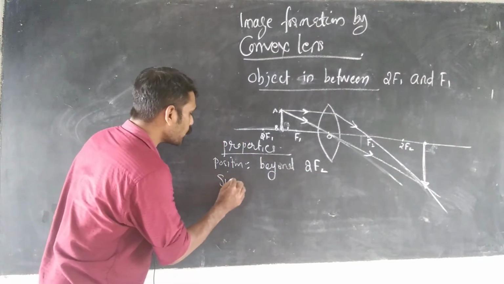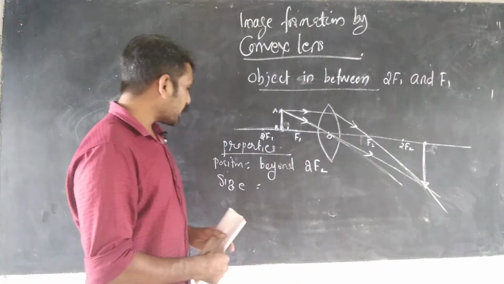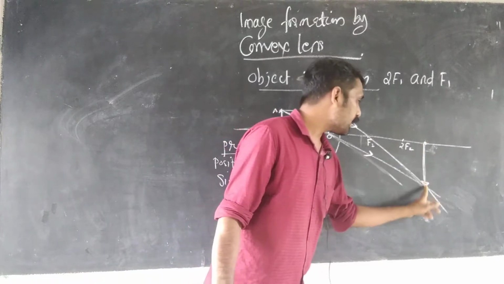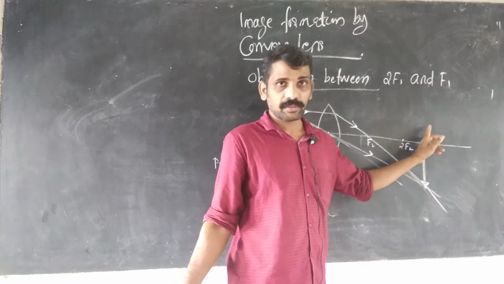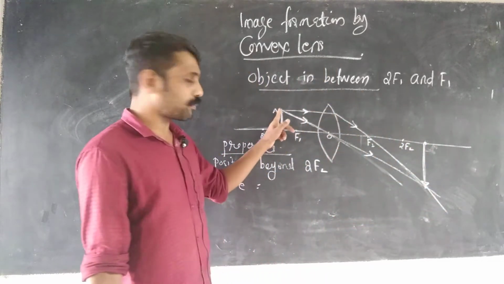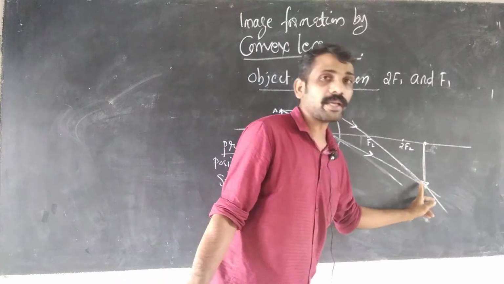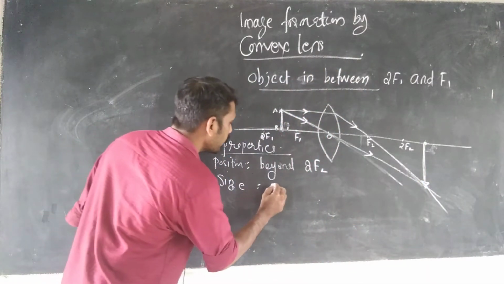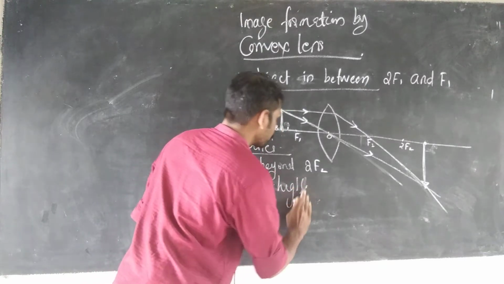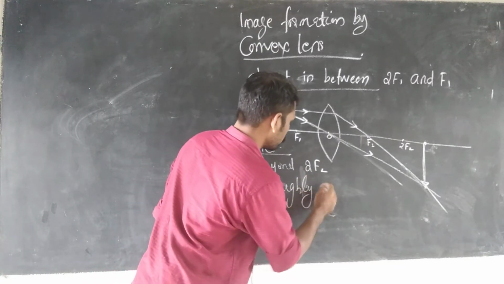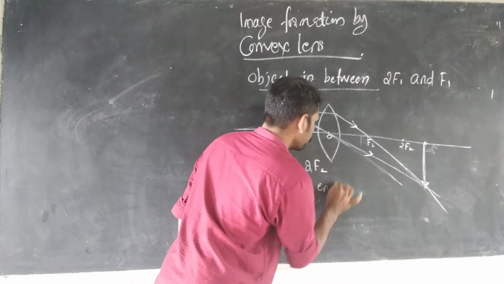Next, size of the image. What about the size of the image? The size of the image is very large, highly enlarged, larger than that of the object. With respect to the object, the size of the image is very high. So the size is highly enlarged.